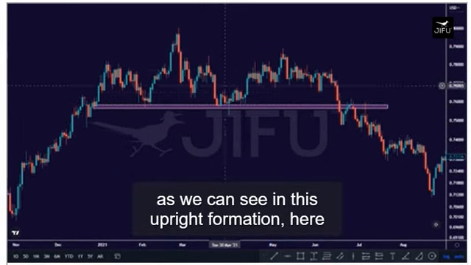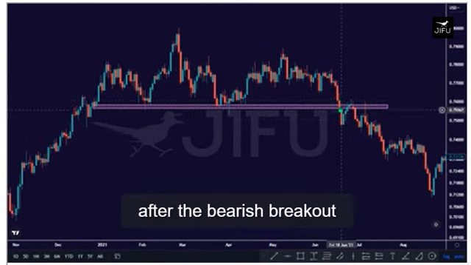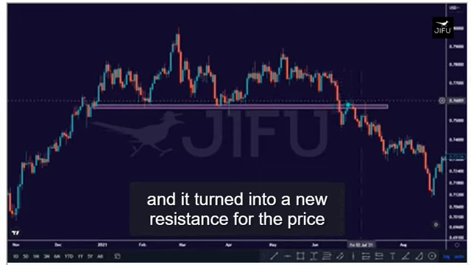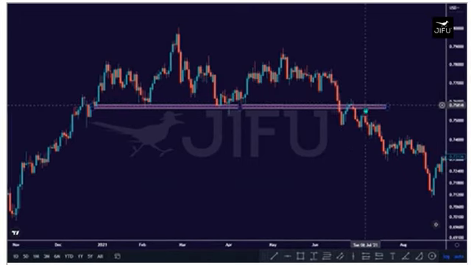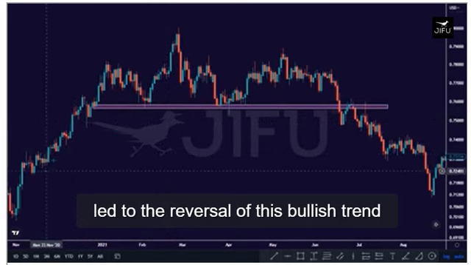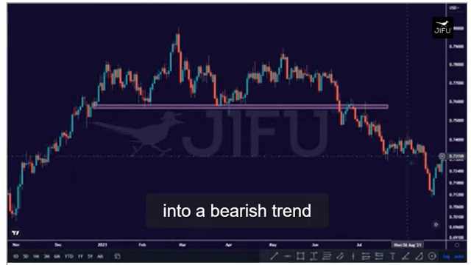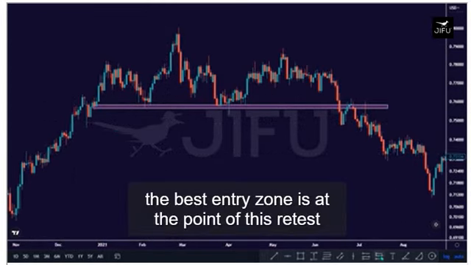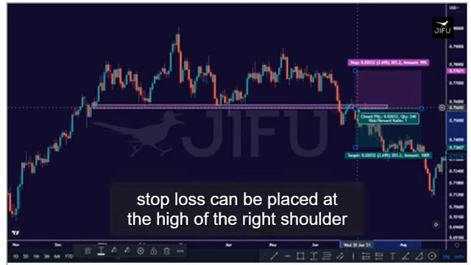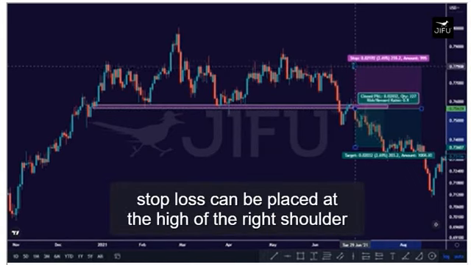As we can see in this upright formation here, after the bearish breakout, price retested the broken neckline once again, and it turned into a new resistance for the price. We can see this pattern led to the reversal of this bullish trend into a bearish trend. The best entry zone is at the point of this retest price action signal bar here. Stop loss can be placed at the high of the right shoulder.